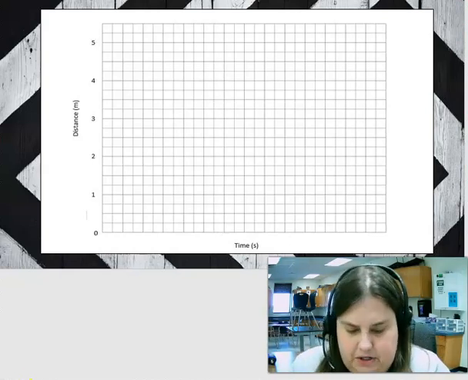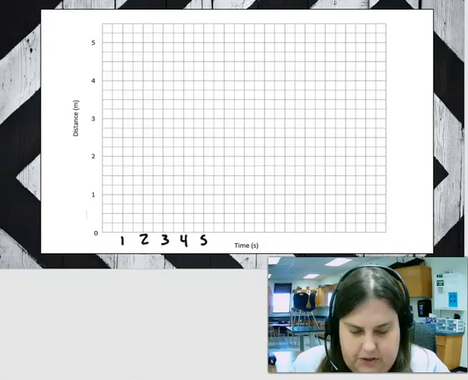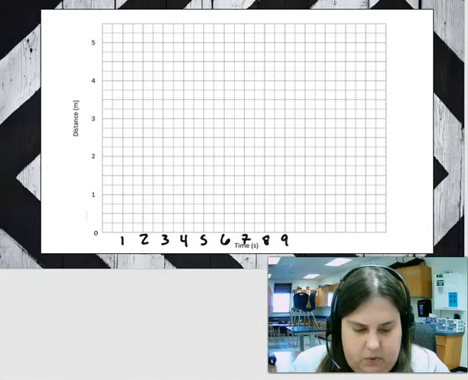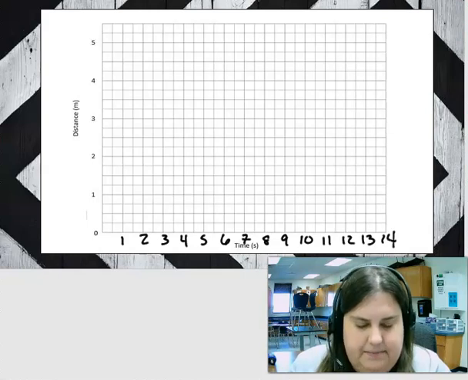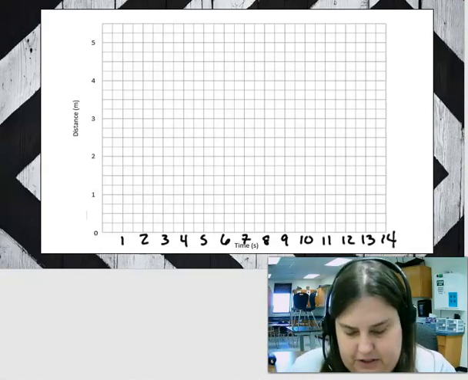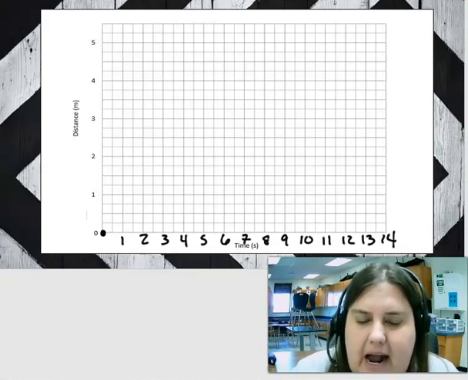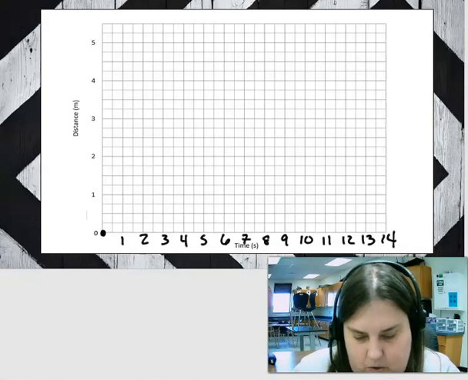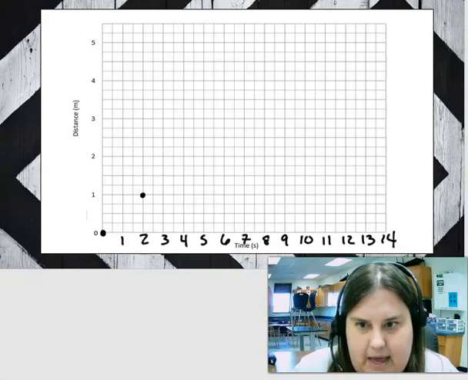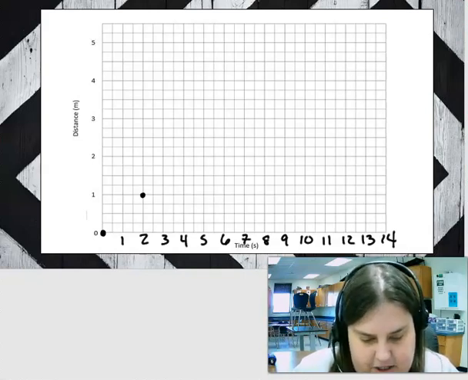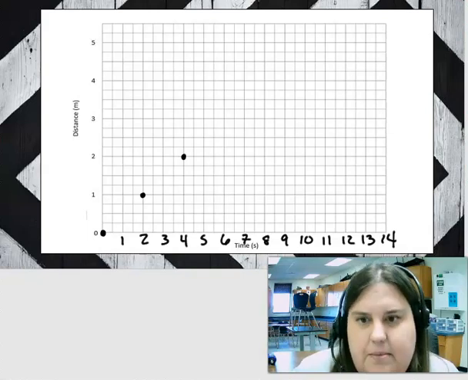All right, so you should have your graph set up now, and you should have your data ready to transfer onto your graph. So I'm going to set mine up again real quick. You're going to take your distance, and let's say our first distance, remember, was 0. Our time should have been 0, so I'm going to put a dot there. And let's say for 1 meter, I had an average of 2 seconds. So I am going to put my dot right there. And for 2 meters, let's say I had an average time of 4 seconds. So I'm going to put my dot there.